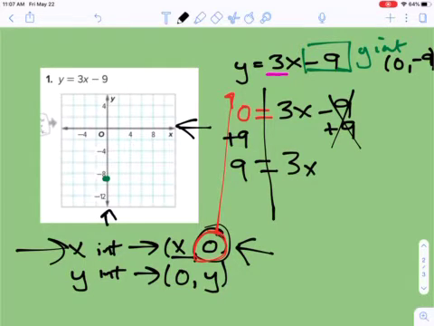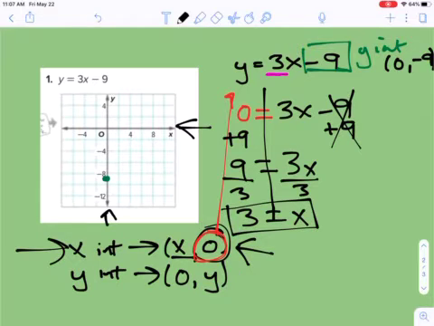The next step is we are going to divide both sides by 3 because you want to get that coefficient in front of the variable to 1. All right, so divide by 3, and then you got x equals 3. And so what this gives me now is my x-coordinate. And so that gives me the point (3, 0).